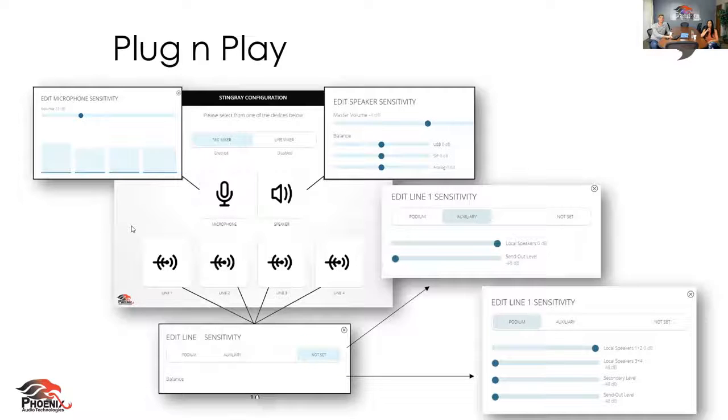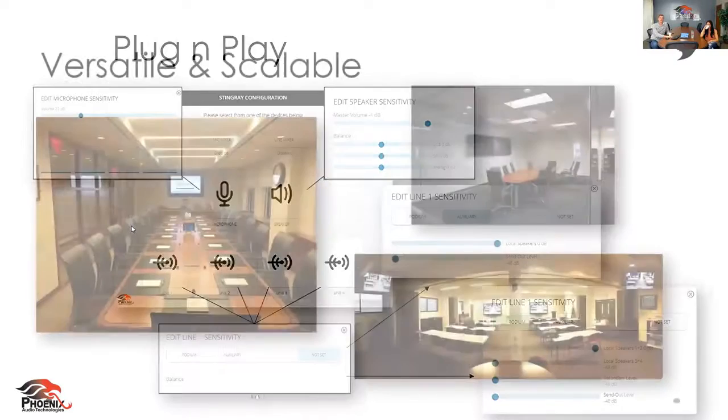You're going to hear us say this a million times. We say plug and play. We say set it and forget it. This really just harps on the fact that this is a simple to install and easy to use DSP mixer. And I think you're seeing that right here today.